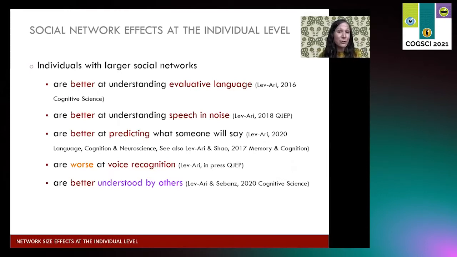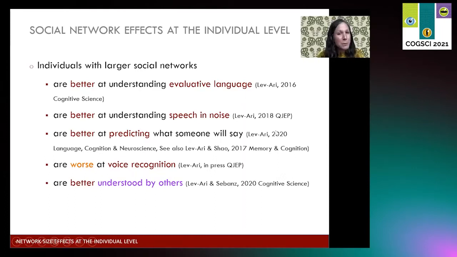So people with larger social networks are better at understanding evaluative language, and I'm going to explain what that means in a second. People with larger social networks are also better at speech in noise. They're also better at predicting what someone will say, and they're not only better at understanding others, as I've shown you in all of these, but they're also better understood by others. That is, they're better at communicating and transmitting information.